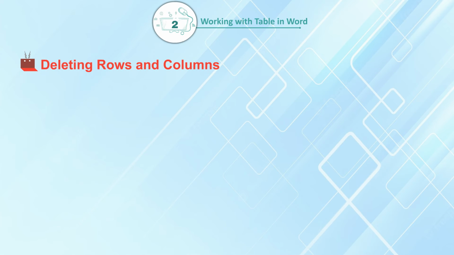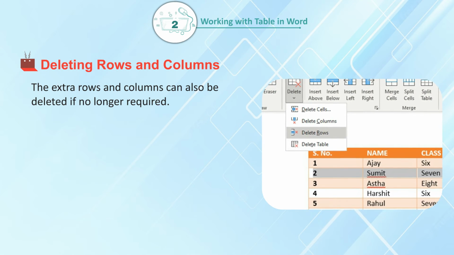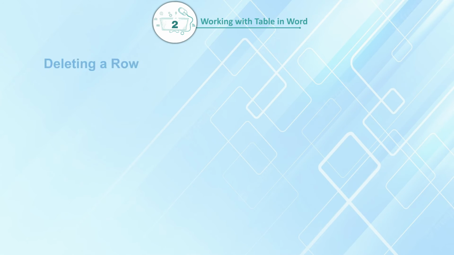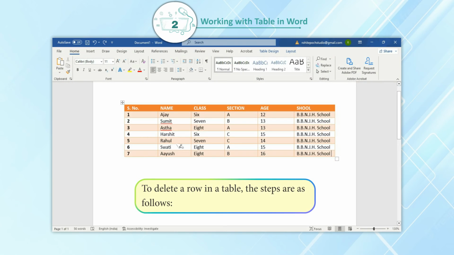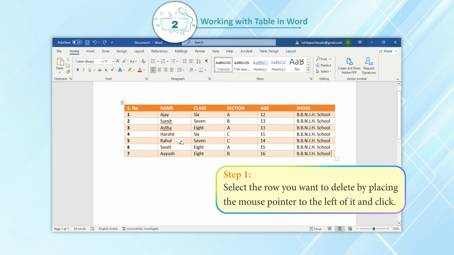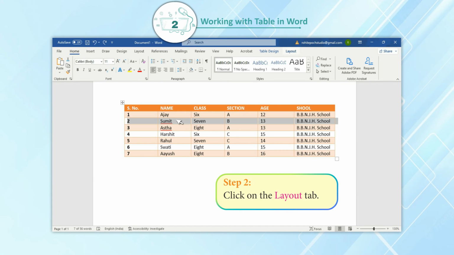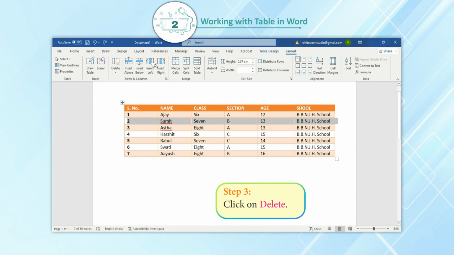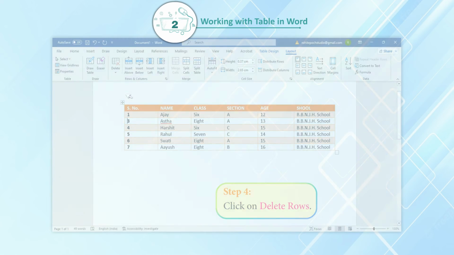Deleting rows and columns. The extra rows and columns can also be deleted if no longer required. Deleting a row. To delete a row in a table, the steps are as follows. Step 1. Select the row you want to delete by placing the mouse pointer to the left of it and click. Step 2. Click on the Layout tab. Step 3. Click on Delete. Step 4. Click on Delete Rows.